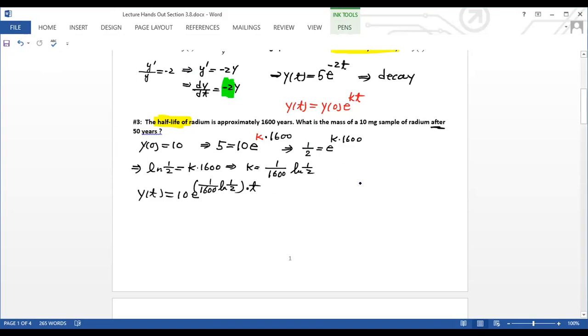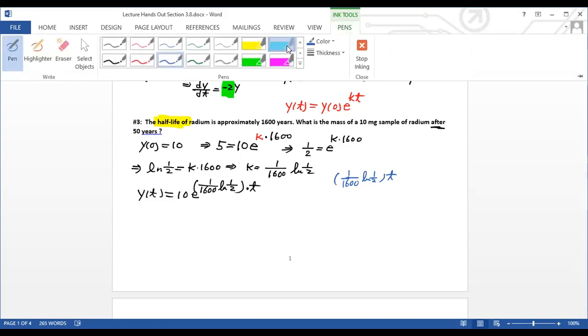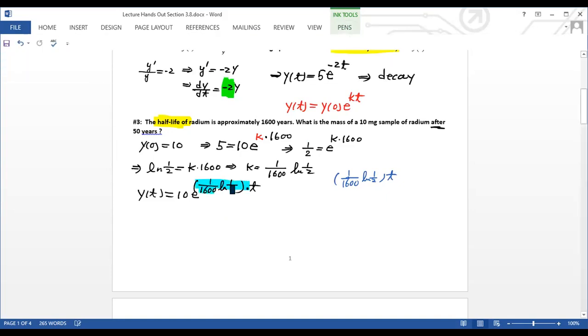All right, now I want to simplify this a little bit. So take a look here at 1/1600 natural log 1/2 times t. I just want to look at this part. For this one here, this will give you t over 1600 times the natural log of 1/2.